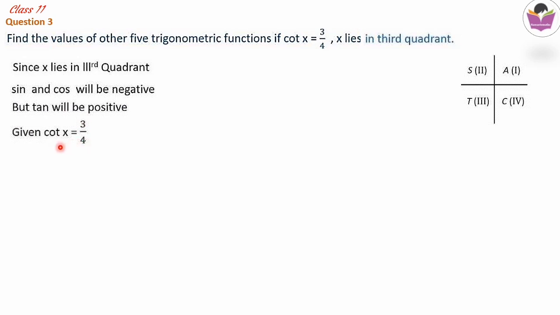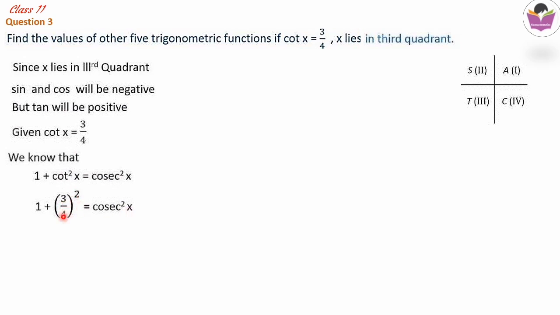Previously with sin and cos we used the identity sin square x plus cos square x is equal to 1. Here in terms of cot x we have learned an identity, that is 1 plus cot square x is equal to cosec square x. This is the identity we will use, and we will find out the value of cosec x here. Let's substitute it. 1 plus cot x value is 3 by 4, the whole square, equal to cosec square x.